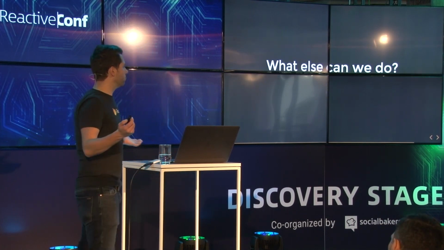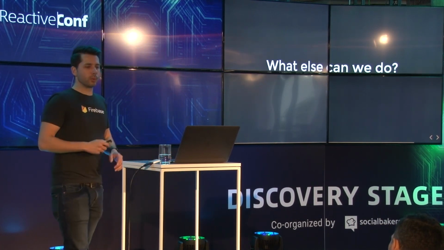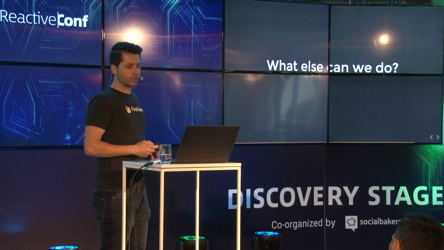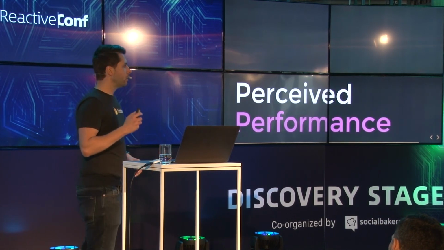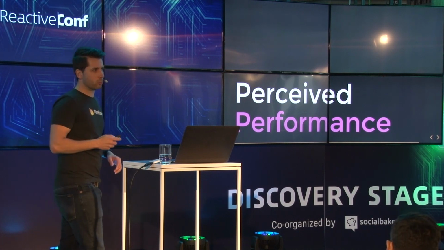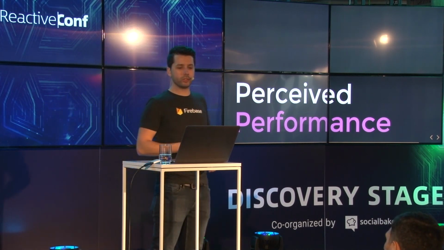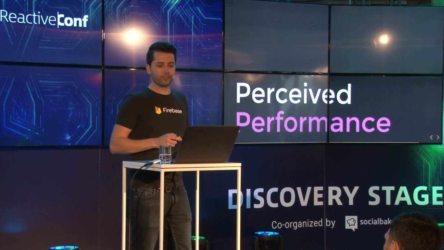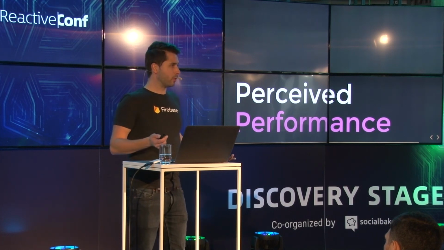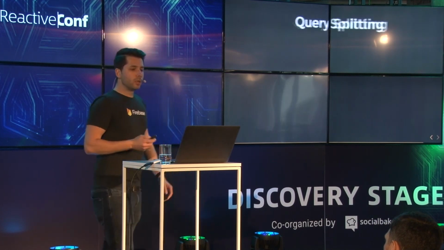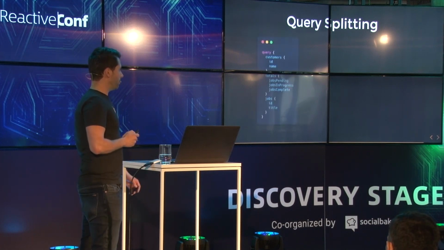All right, so what else can we do? There's some things that we can do to affect the numbers, but what else can we do? Well, I would say we can affect perceived performance as well. And this is a really important way to improve the overall performance of your app, even if it's just perceived. So query splitting is one method here.